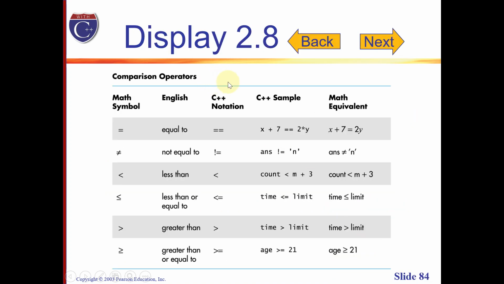Here are some of the comparison operators that we can use in our branching statements. As we can see here, we have the equality operator, less than or equal to, greater than, and of course some other comparison operators and some examples on how we can use them.